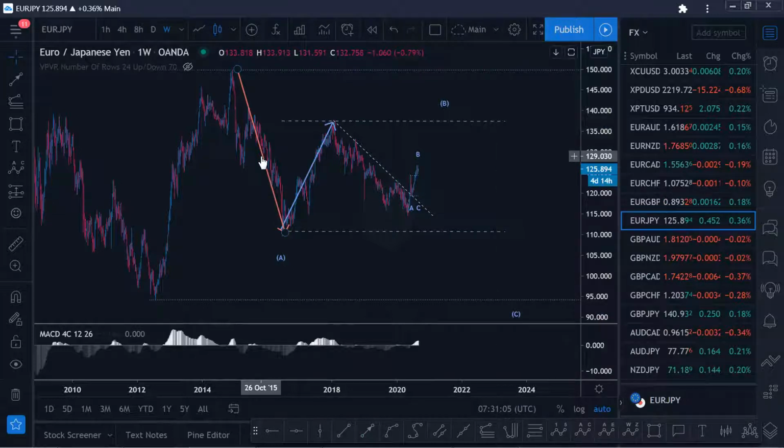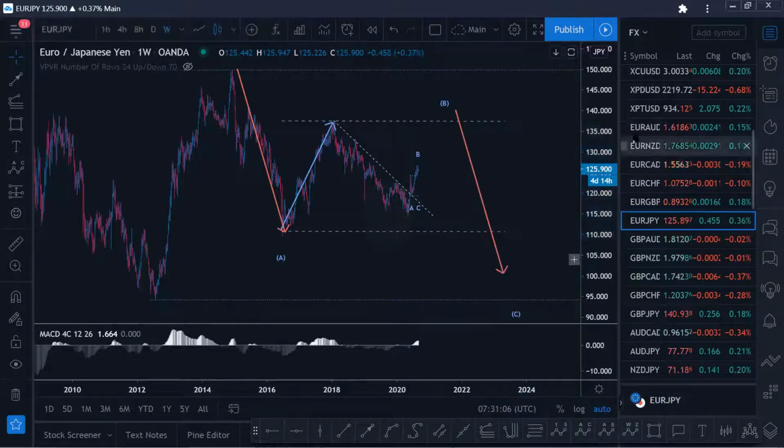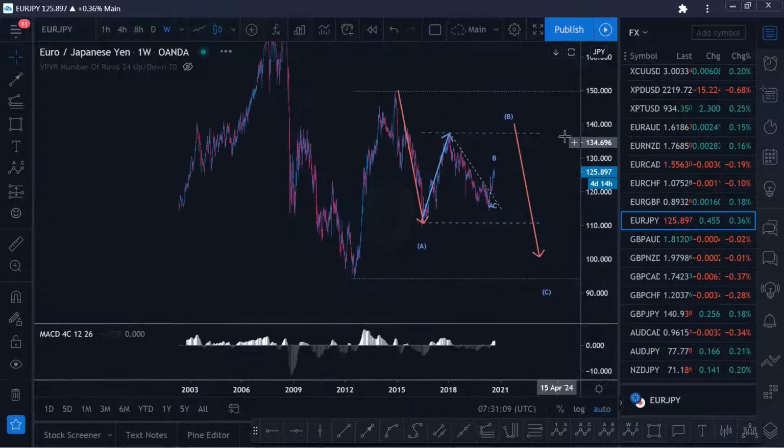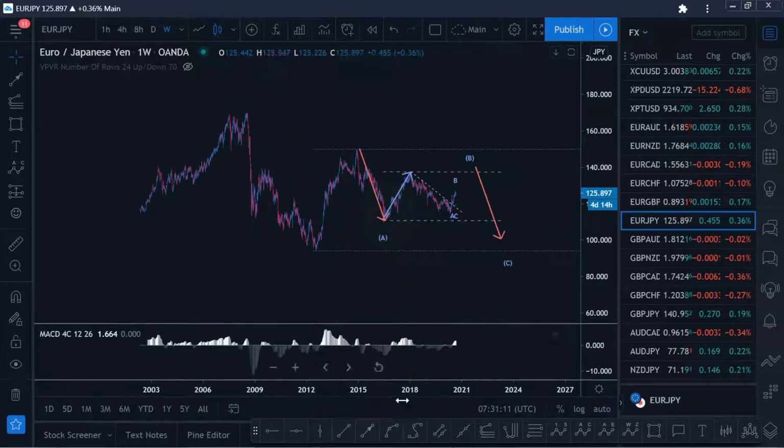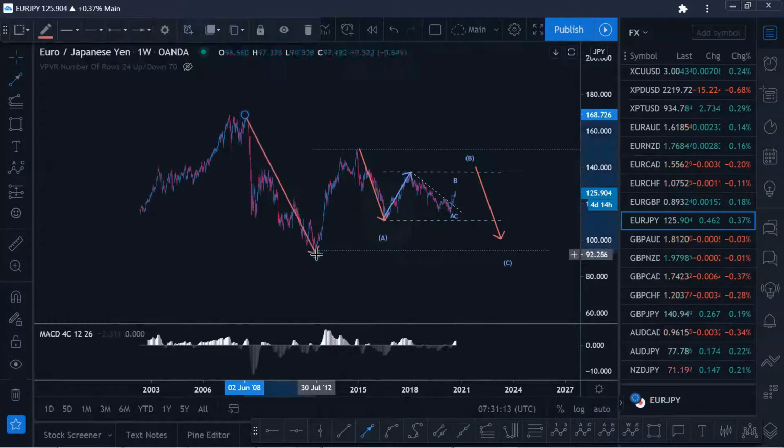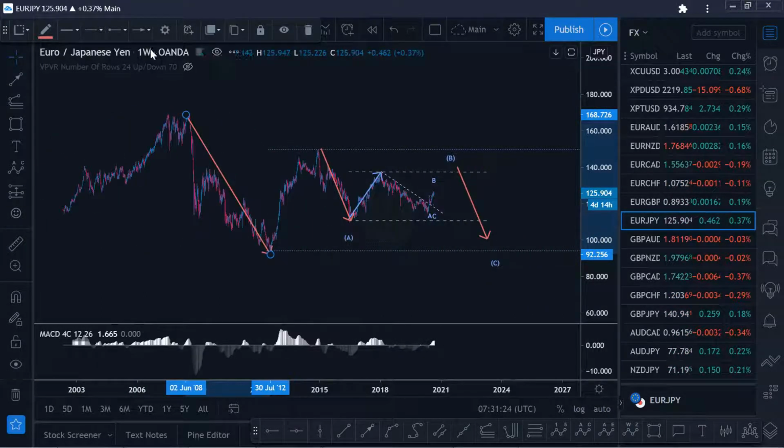So this wave, this is what I'm suspecting we're looking at. This is all just one large correction for this impulse. So it's impulse down, this is an A, this is an A of B, this is an A of B of B. It's all very complex structural price patterns.